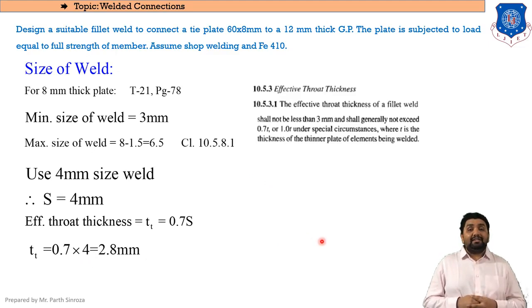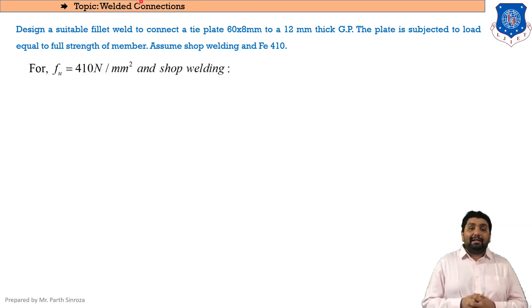So the final answer we are getting is 2.8, but in the clause it is mentioned that it should not be less than 3 mm. Since 2.8 is roughly near to 3, we are not cancelling this value. You can take this 2.8 value, or you can round it off to 3 also. It is no issue. The answer will not vary so much. Clear?